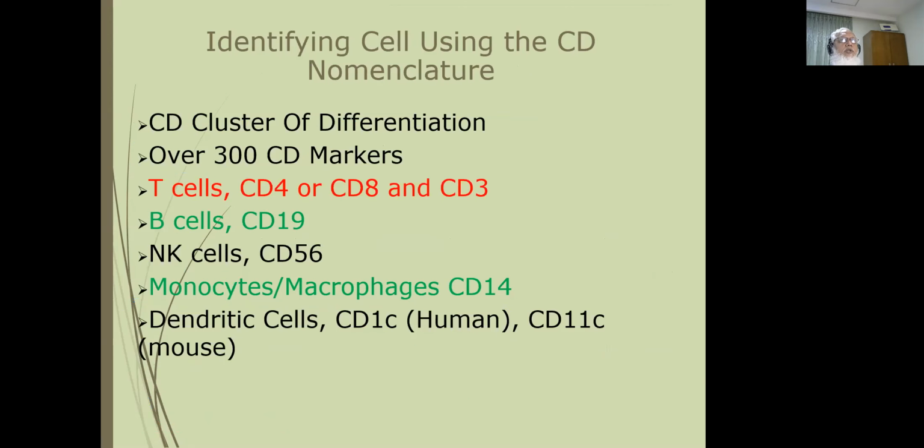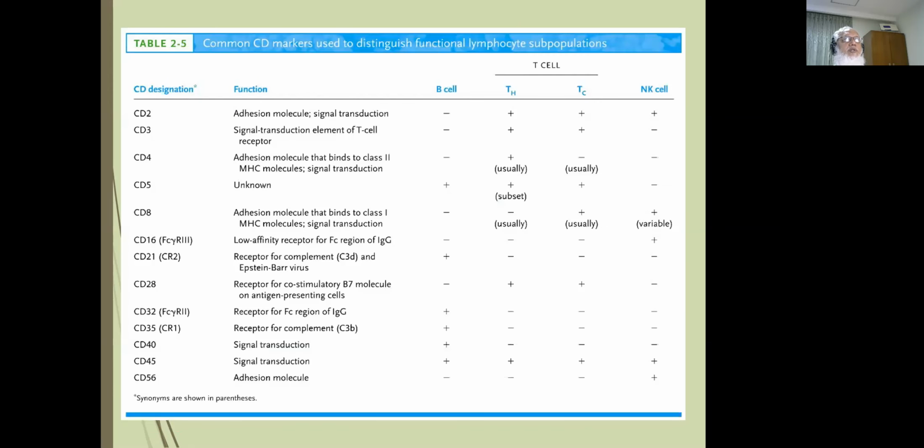How can we identify the cells using CD nomenclature? CD means cluster of differentiation. There are over 300 CD markers. T cell marker is commonly CD4, CD8, CD3. B cell marker is CD19. Natural killer cell marker is CD56. Monocyte or macrophage marker is CD14. Dendritic cell marker is CD1C, CD11C. These are the common CD markers used to distinguish functional lymphocyte subpopulation.